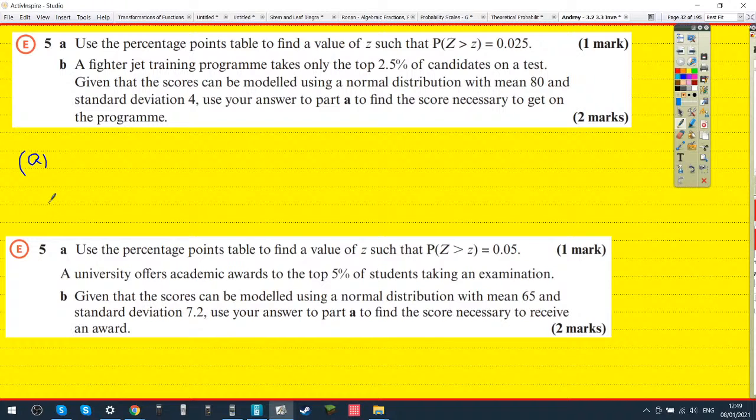Yeah, so area 0.025. Table right. And just enter. Yep. 1.95. No, 1.96, sorry. So that's 1.96.